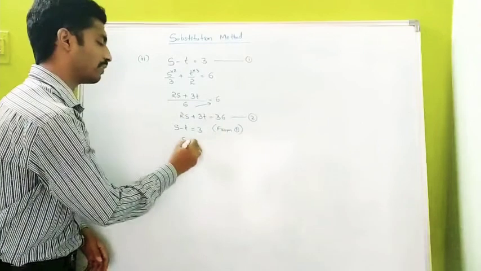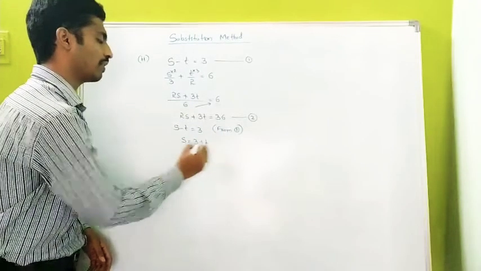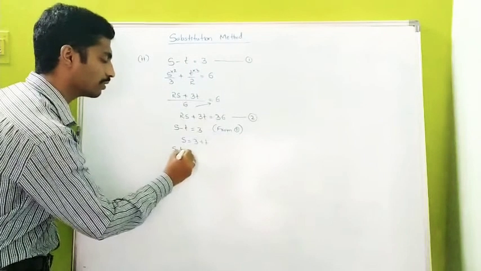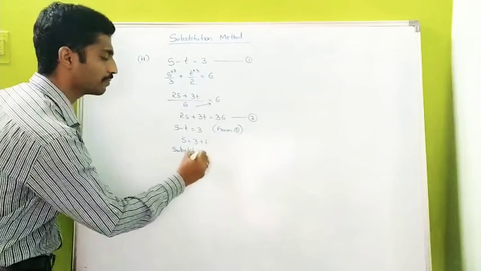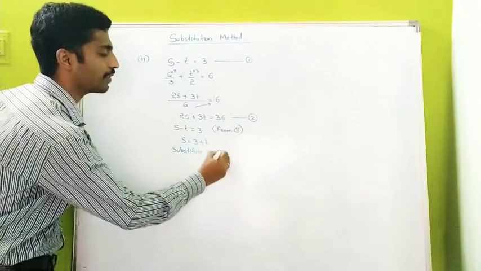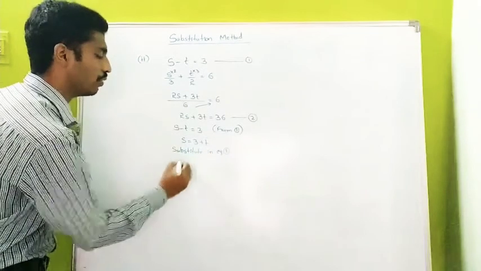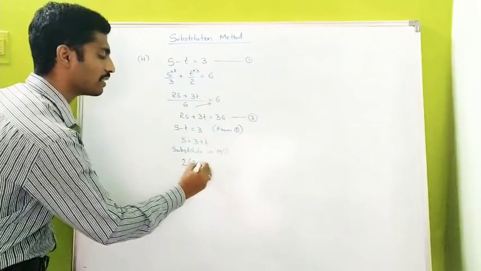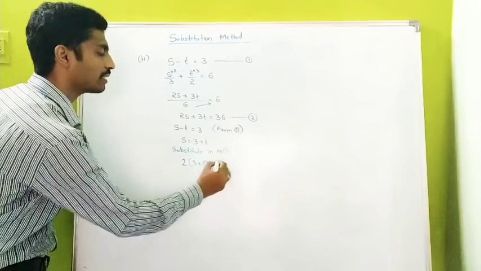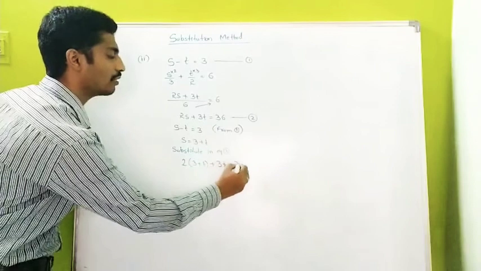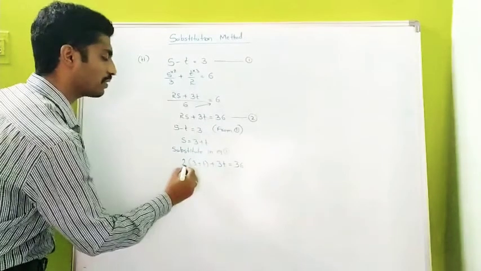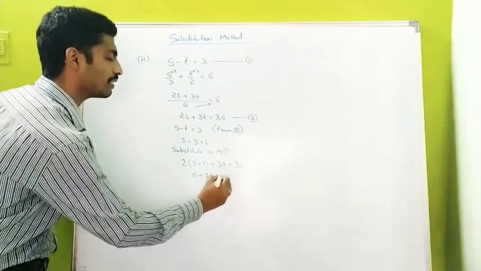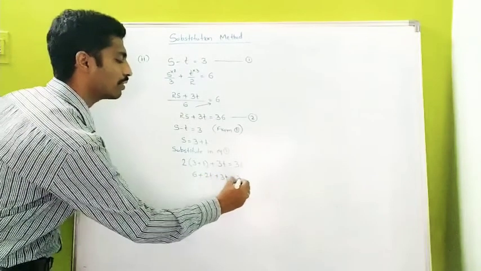Okay, so s equal to 3 plus t. Substitute in equation number 2. Okay, so 2s is there. In place of s, I will write 3 plus t, plus 3t equal to 36. So multiply it. 2 3s are 6. 2 into t, 2t plus 3t equal to 36.